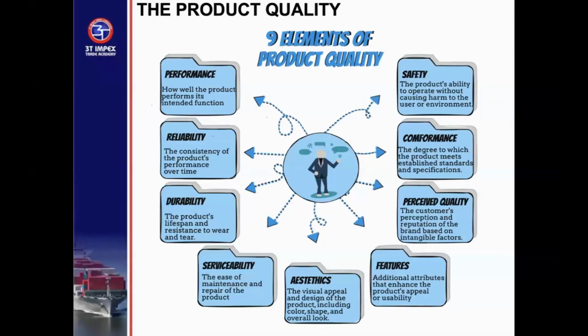Performance. If you say a product is of good quality, it should perform. For example, you're buying a car, the car should be able to move people from point A to point B. How well the product performs its intended function. Number 2, reliability. The consistency of the product performance. Is it going to perform today, carry people to the destination, but not perform tomorrow?